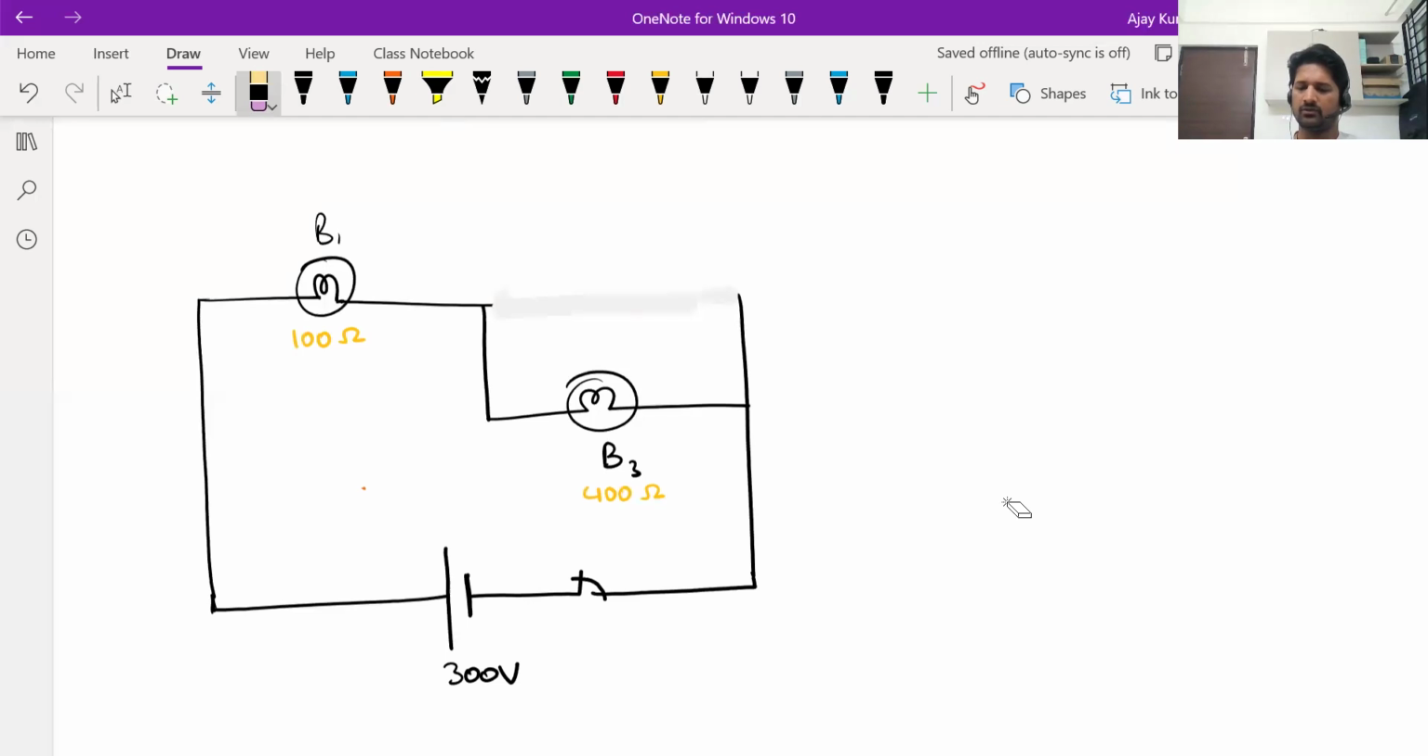So these are the resistances now. 100 and 400, ratio 1:4. Now you have to split 300 volts in the ratio 1:4, meaning 5 parts. One part to this, 300 by 5 is 60 volts. Four parts to this, 240 volts. Now tell me what will happen.